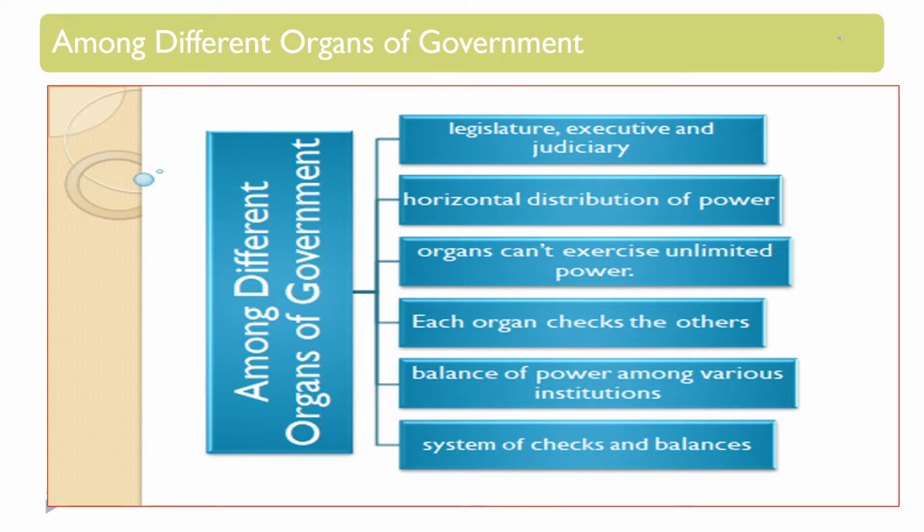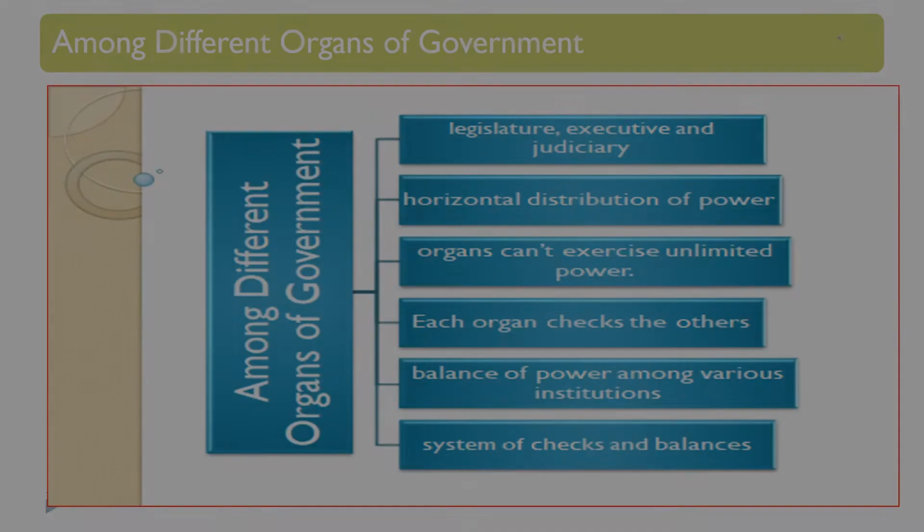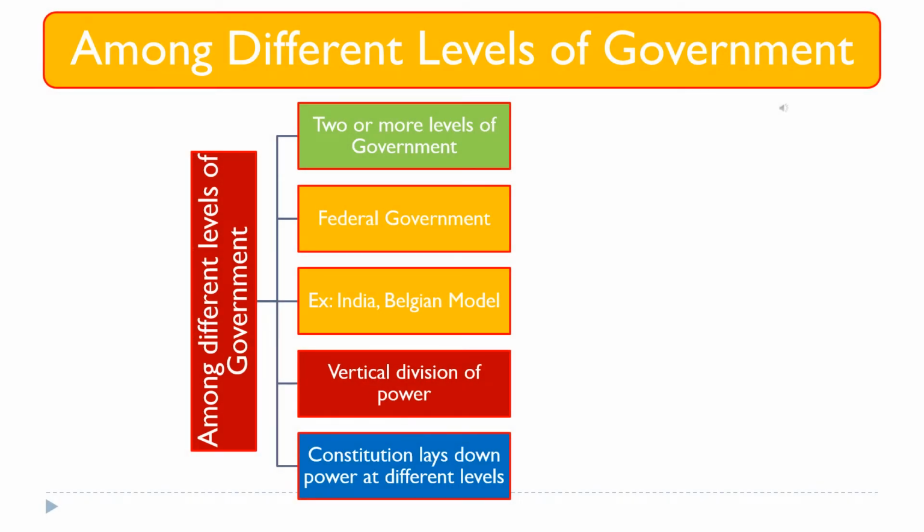Hence, it is also known as the system of checks and balances. You can see the last point here. All of them balance each other's power among various institutions. So the power is completely balanced. Any organ cannot become so powerful or exercise unlimited power. Now we are done with the first form of power sharing, that is among different organs of government.